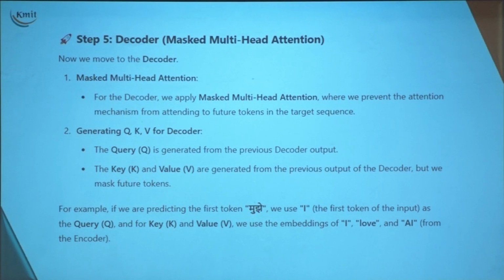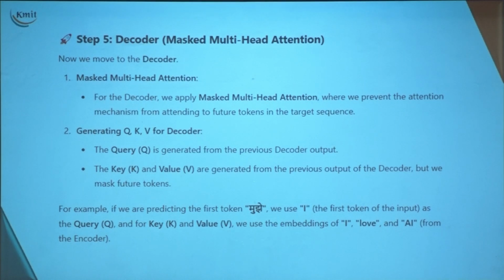After this we go for what? The decoder block. In the decoder block, what is the first step? Masked multi-head attention. So what am I doing in masked multi-head attention? First I go for masked multi-head attention, where I generate what? QKV. But here QKV is for what? Target sequence. Okay, can you see that?